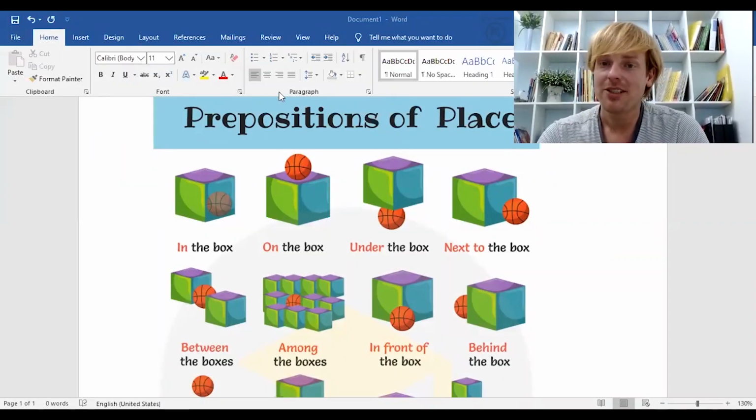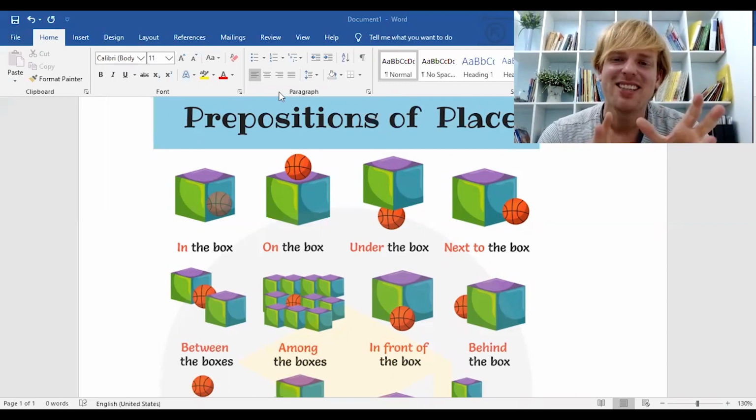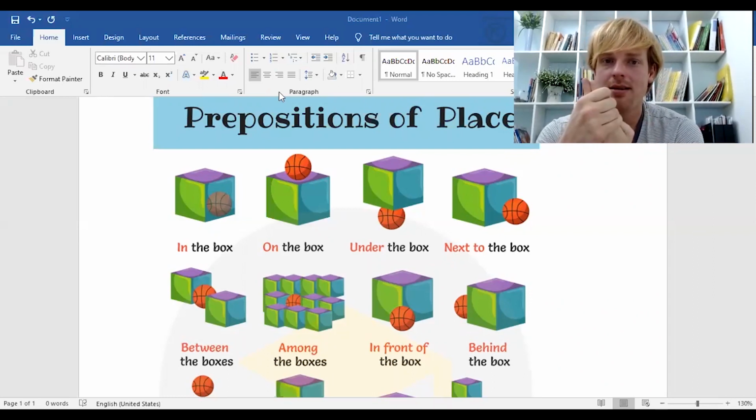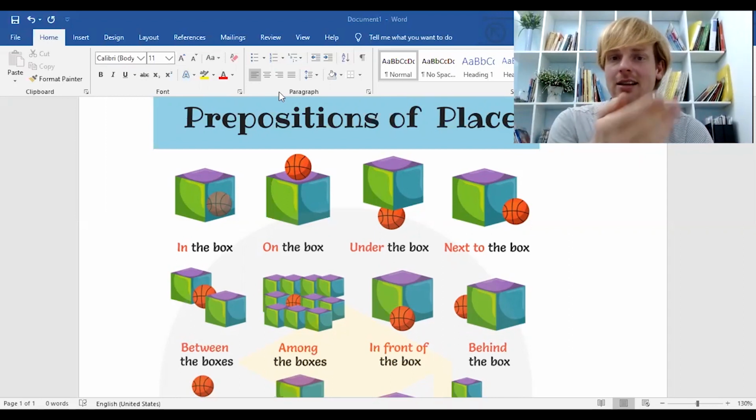Okay, continuing with prepositions. Remember, there are prepositions of time, like before, after, and for. There are prepositions of duration, how long. And there are prepositions of place, which are the most common ones. So I just wanted to show you this little chart because this is something I use with all my students, okay? If you're talking about prepositions of place, then just go by this: in, on, under, next to or near, between, among, in front of, behind. Okay? So just look at these pictures.